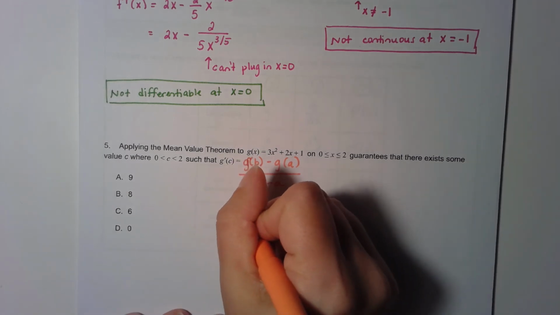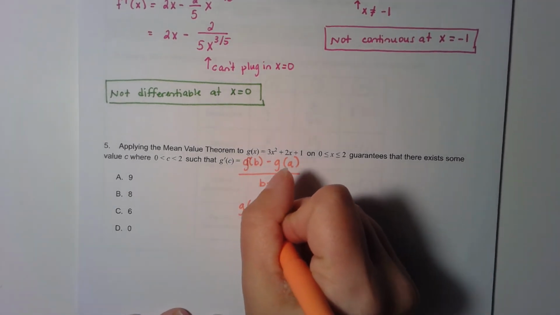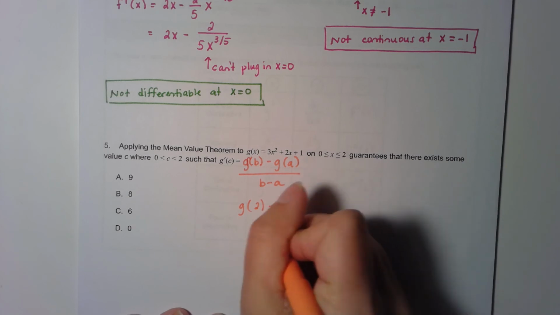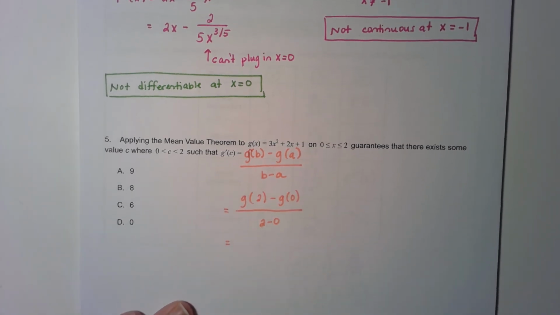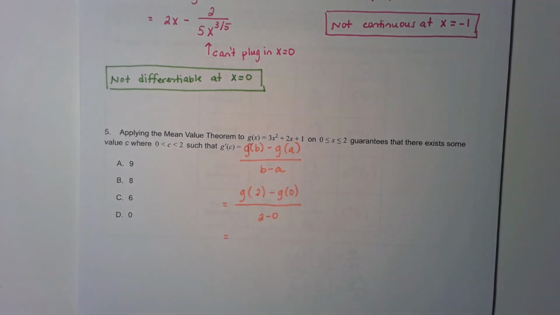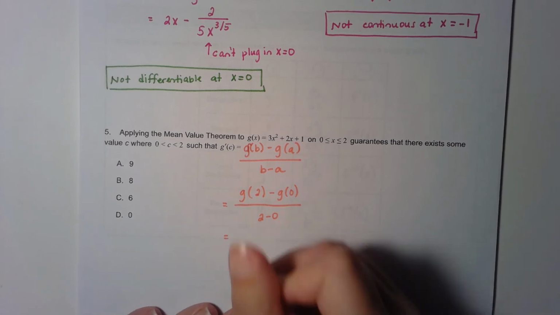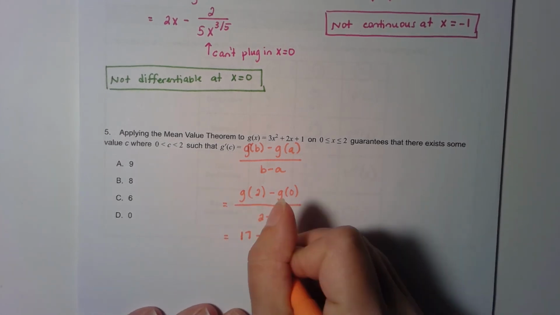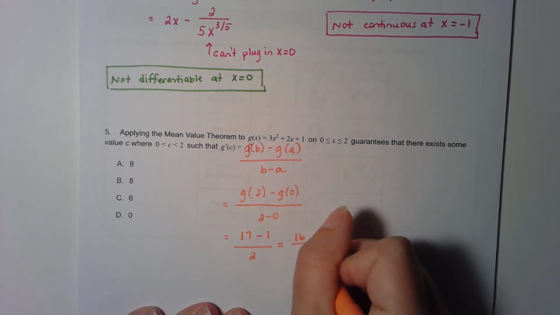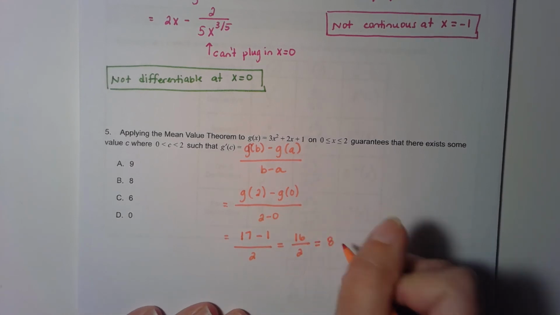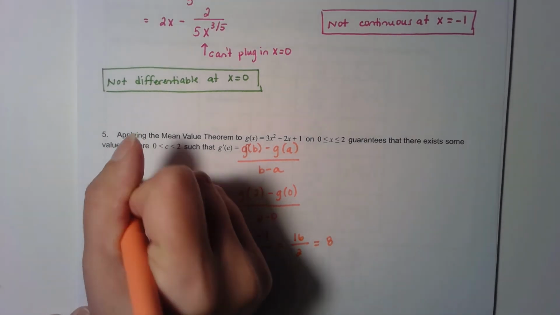So that means in this problem, I'm going to have g of 2 minus g of 0 all over 2 minus 0. g of 2 would be 3 times 4, which is 12, plus 4 more is 16, plus 1 more is 17, minus g of 0 is 1, all over 2. So I'd have 16 over 2, which is 8, and that would be my answer.